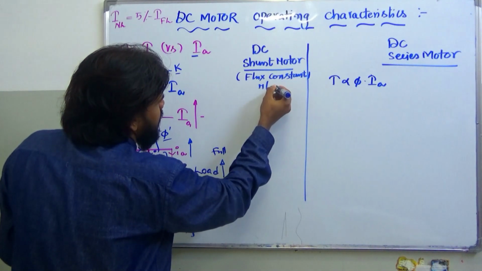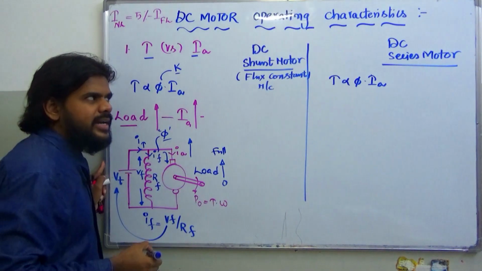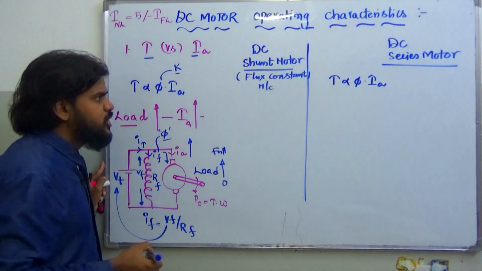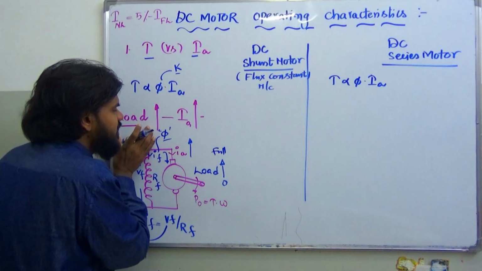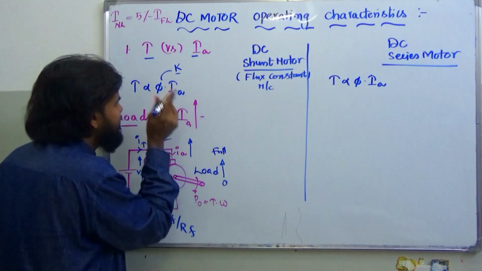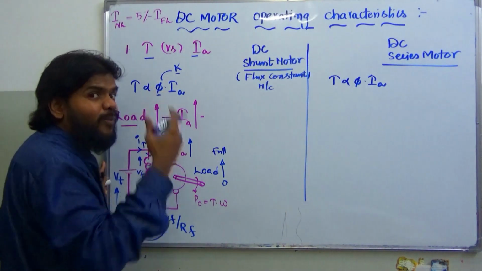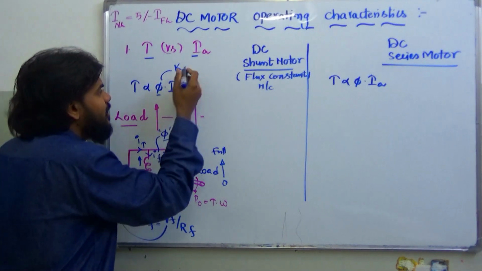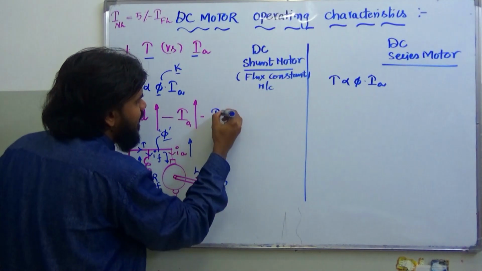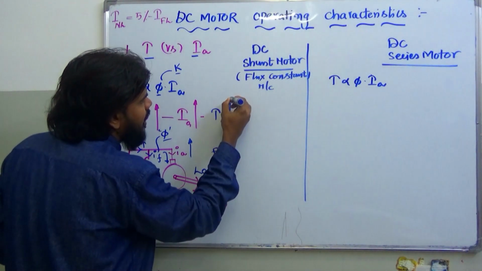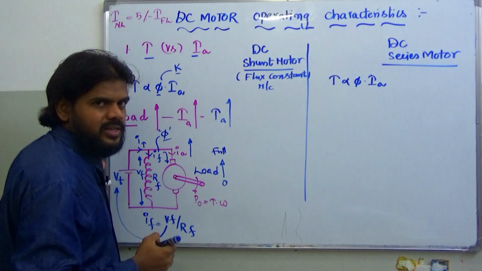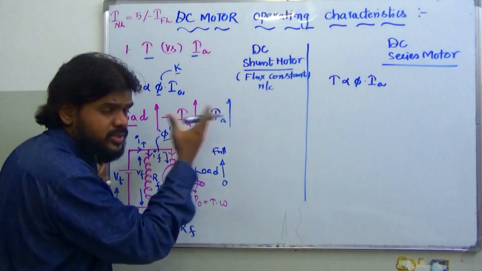It's a constant flux machine. So as the load increases, Ia increases. Because the flux is always constant, when the Ia increases, torque will increase. This is what is going to happen there.